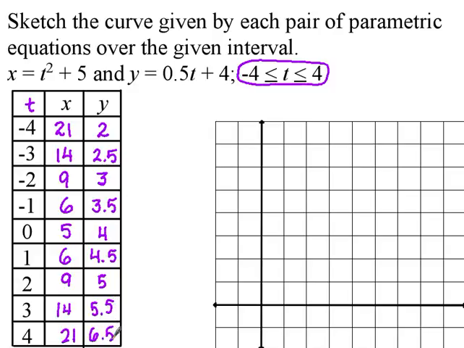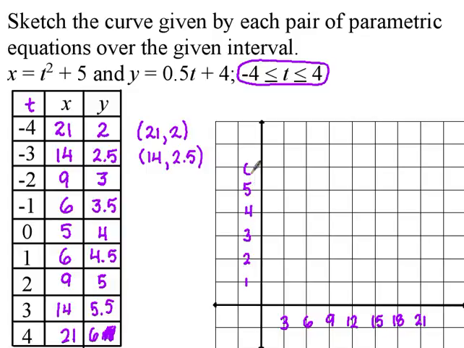Okay, so now what we have is a bunch of ordered pairs, and we need to graph those ordered pairs. My first ordered pair is at 21, 2. That's just number 4 is 6. My next one is 14, oh, 6, you're right. My next one here is 14, 2.5. So I have a bunch of ordered pairs, I need to plot those. So what I'm going to do is go by 3's down here, and I'm just going to go by 1's on the y. And I need to plot each of those ordered pairs.